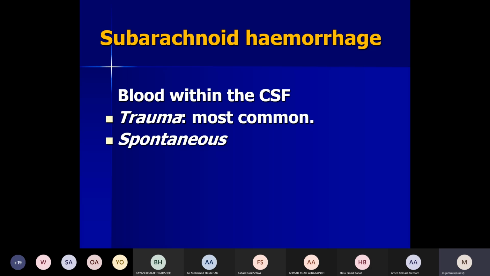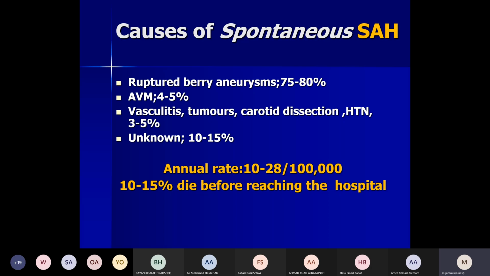So, to summarize, it is blood within the CSF. The most common cause of subarachnoid hemorrhage is trauma, but today we are not talking about traumatic subarachnoid hemorrhage. We are talking about spontaneous non-traumatic hemorrhage. The most common cause of spontaneous non-traumatic subarachnoid hemorrhage is ruptured aneurysm, up to 80%. Other causes are AVM, vasculitis, dissection, tumors, and hypertension, and in about 10% it is unknown. We cannot identify the cause for the subarachnoid hemorrhage.